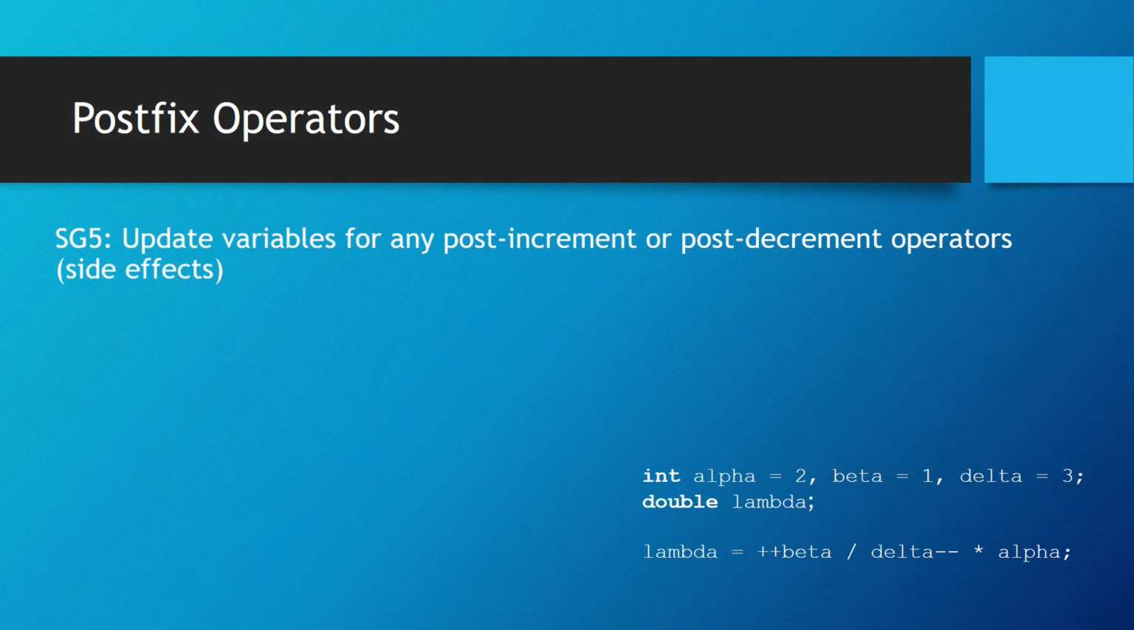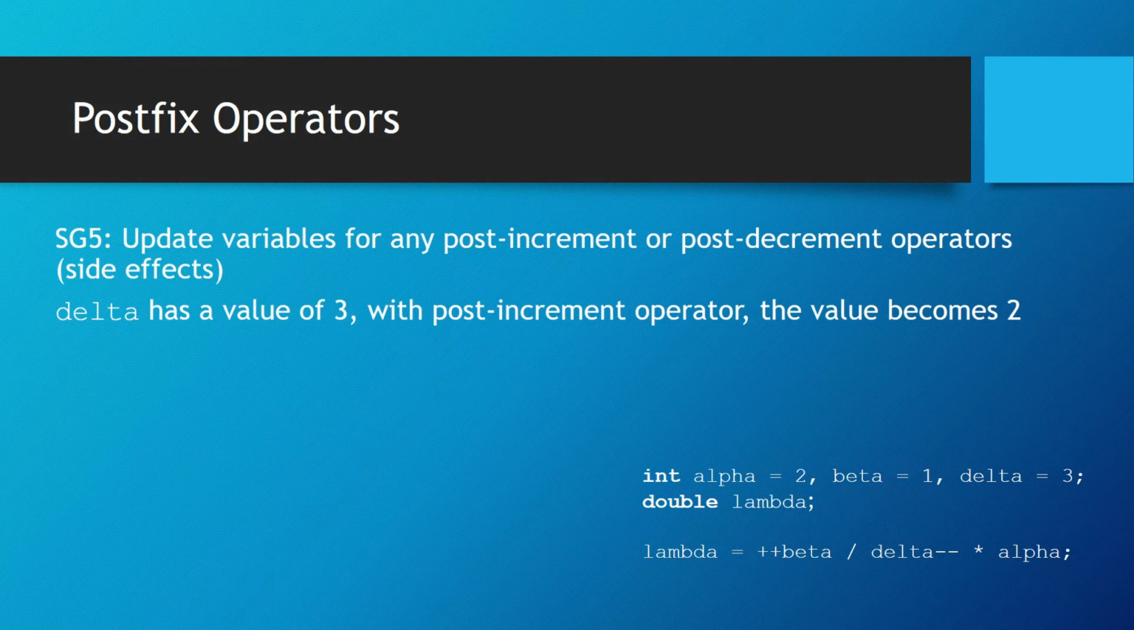For subgoal 5, we update the variables for any post-increment or post-decrement operators. Delta has a value of 3. With the post-decrement operator, the value becomes 2, as it is decremented by 1.